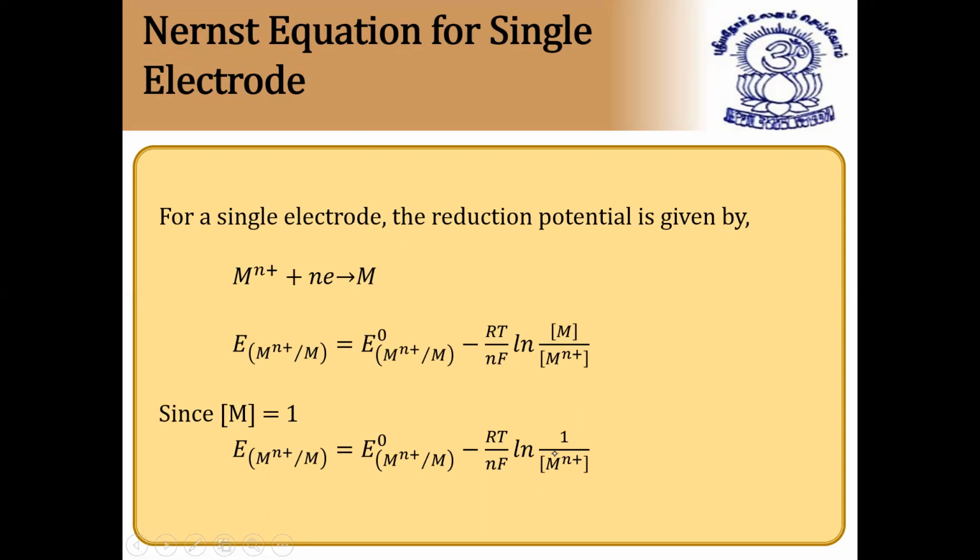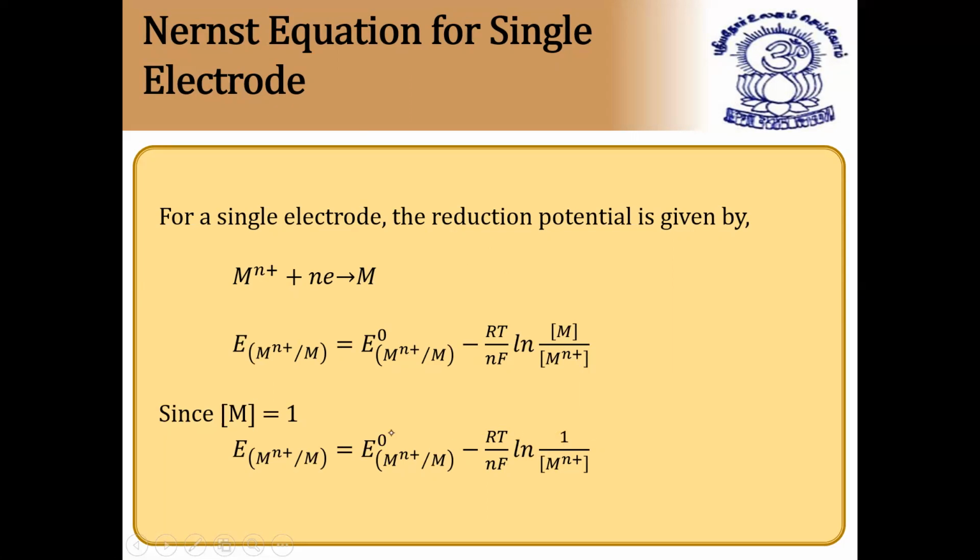So for a single electrode, we have to take, since M^n+ is the reactant, for the reactant M^n+ this has concentration. So we'll keep 1 by it. And the product is M, and M should come here, the product should come here. But here M is a metal and solid, and for a solid we don't have concentration, so the concentration of a solid is taken as unity, that is 1.